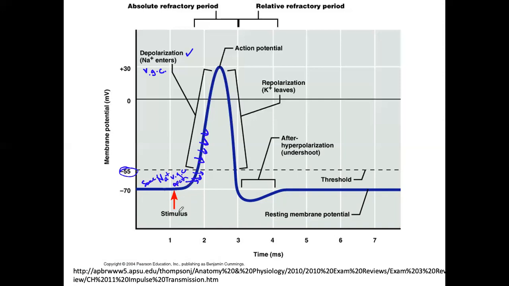So you get some type of a stimulus, some of those sodium voltage gated channels open, sodium starts rushing in. If you get enough sodium inside the cell that the inside hits negative 55, then all of the sodium voltage gated channels in that area pop open and sodium rushes into the cell. Okay.